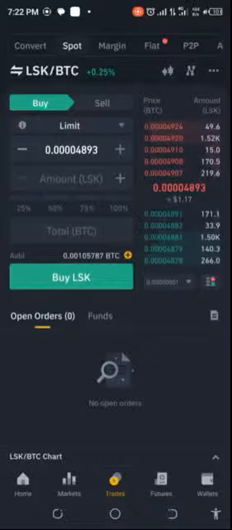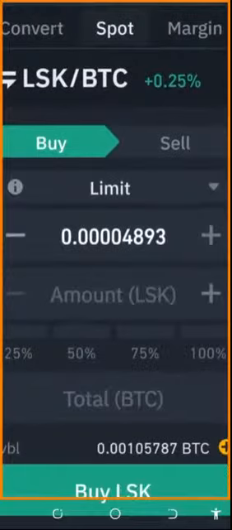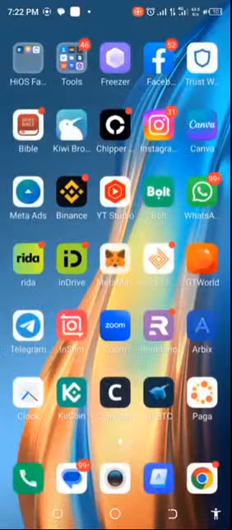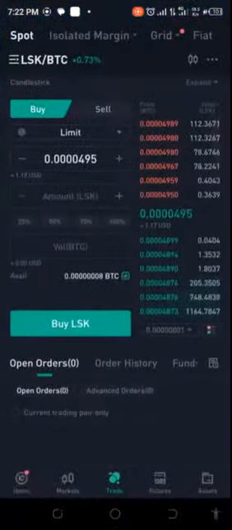Today we're going to be having an episode of inter-exchange arbitrage and we're going to be using LSK BTC. We can see here currently the price of LSK BTC is 0.0004893, and on KuCoin it is, let's go check, 495. So we have a difference there.